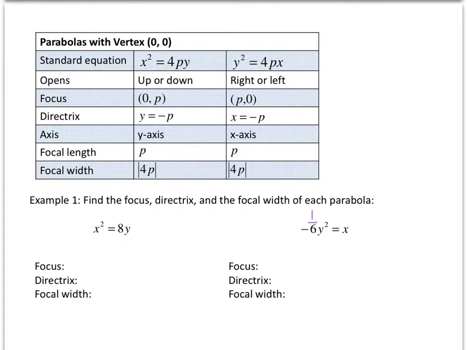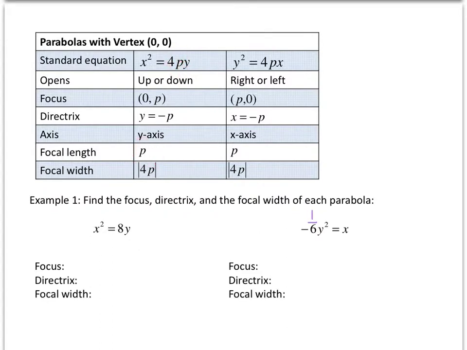Alright, let's look at some things that we can do with parabolas. So we're going to start off looking at parabolas with the vertex at the origin, (0, 0). And so notice that our standard equation here is actually solved for the variable that's squared and not for the variable that's not squared. So that is important, that's the standard equation. The reason we do that is because then whatever's in front of the variable that's not squared equals 4p. And p is this number that is our focal length.